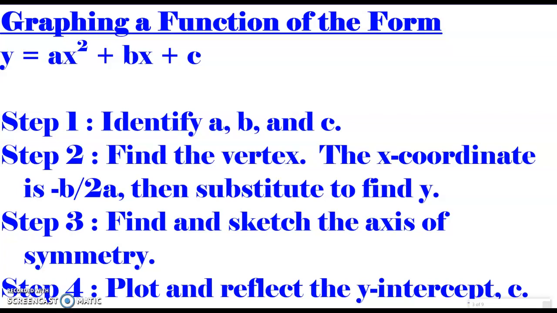We're going to find the vertex, doing the formula negative b over 2a. Then you substitute that in to find y. Find and sketch the axis of symmetry, which we know goes through the vertex, the vertical line. Plot and reflect the y-intercept, which is just the value of c. And then the one you can't see on the screen right there that you can see on your paper: evaluate a, determine if it opens up or down, and graph.